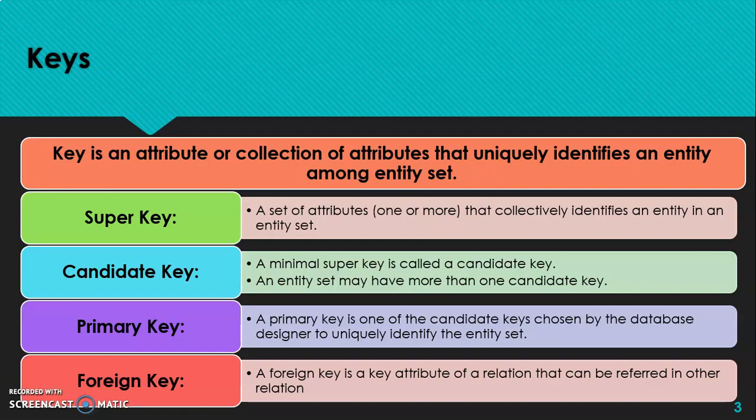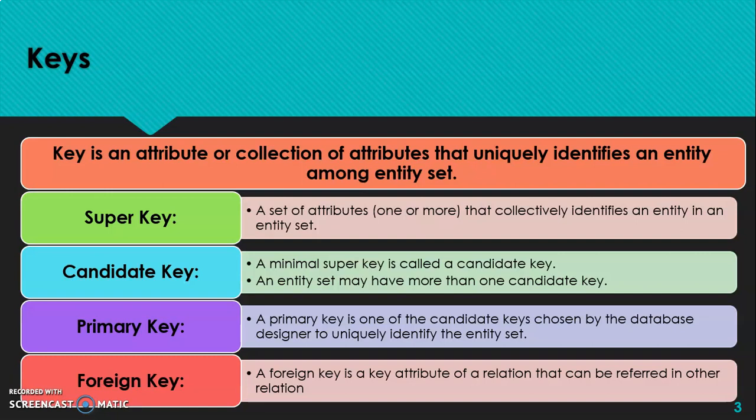So the attributes that we use for a super key to identify an entity set, the candidate key becomes the minimum number of attributes that can be used to identify the record uniquely. Then we have a primary key. A primary key is one of the candidate keys chosen by the database designer to uniquely identify the entity set. So from the candidate keys, there is one column or a group of columns that helps to identify the record uniquely.